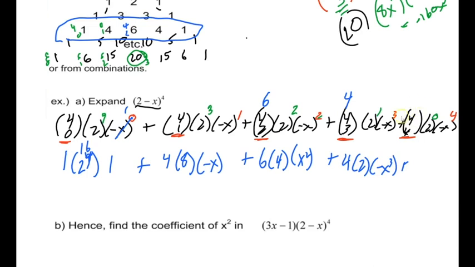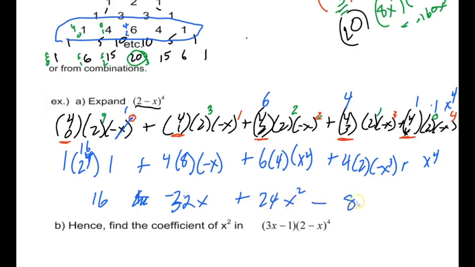And another trick, anytime they're the same number, it's automatically 1. Anything to the 0 power is 1 also. And negative x to the 4th is a positive x to the 4th, so it's just going to be x to the 4th. Anyway, simplify this, you get 16 minus 32x, sorry, so the negative there, plus 24x squared minus 8x cubed plus x to the 4th. And that's expanding it the whole way.